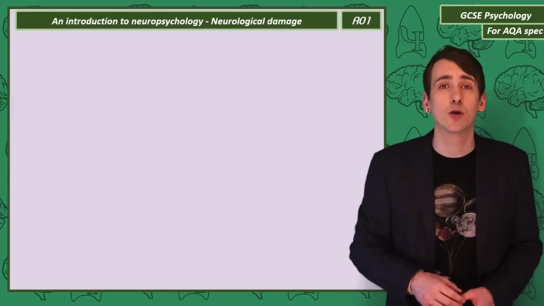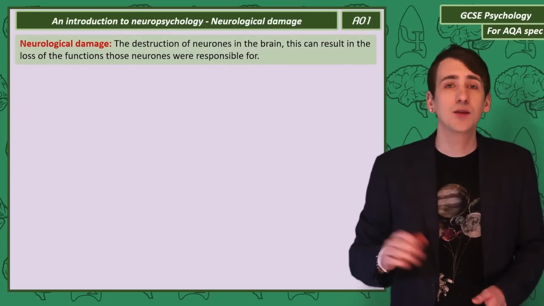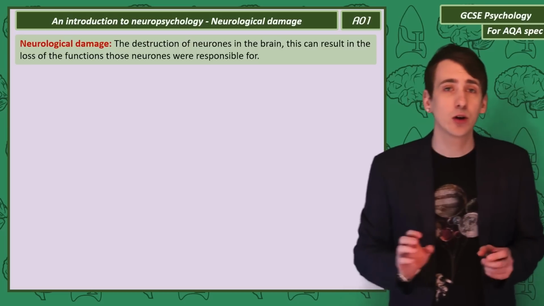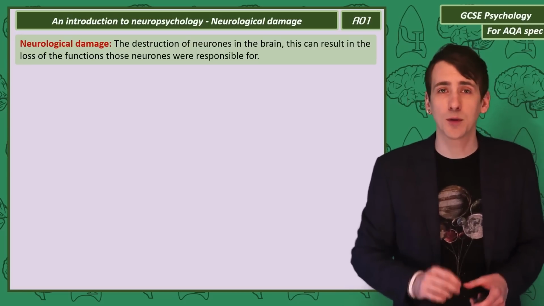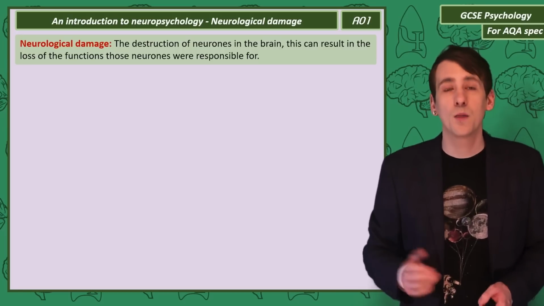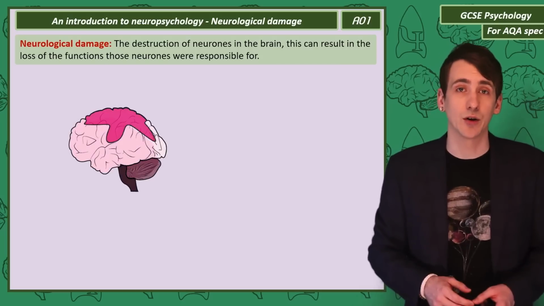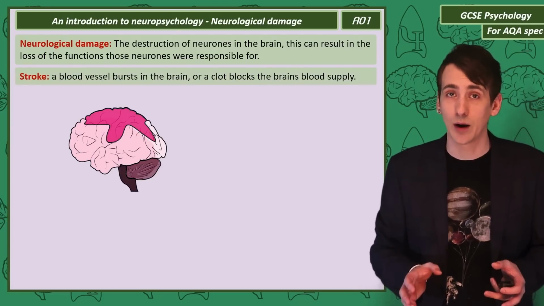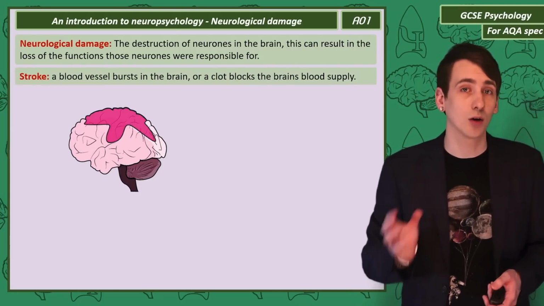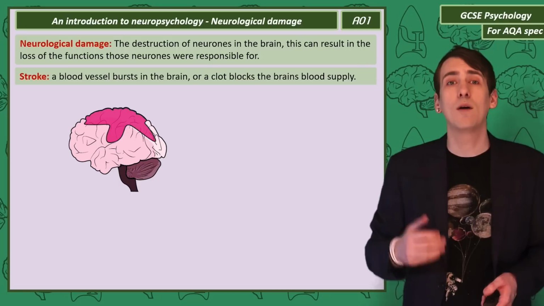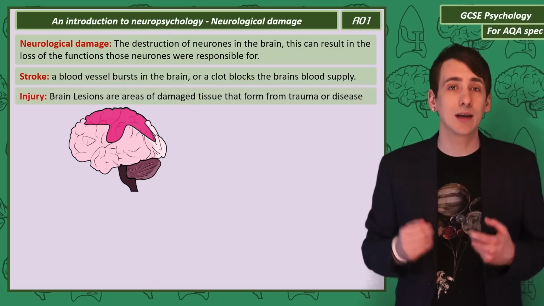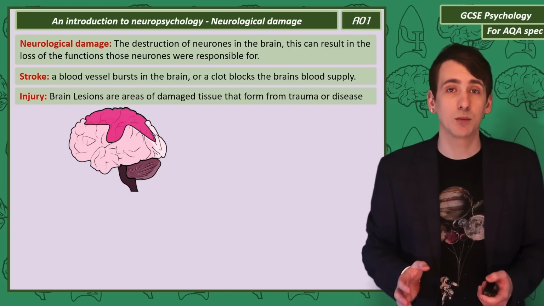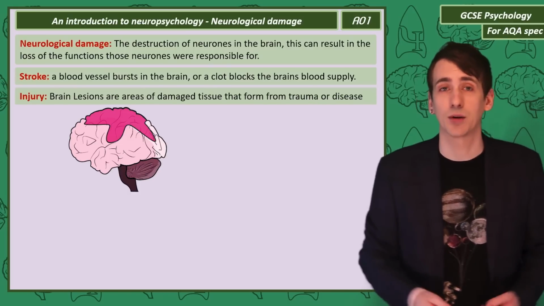Finally, let's talk about neurological damage. This is when your brain's neurons are in some way destroyed. If that happens, you can lose the function that those neurons were responsible for. There are many ways that neurons can be damaged or destroyed, but 2 ways are strokes, which can happen when a blood vessel bursts in the brain, releasing blood, or a clot blocks the blood supply to the brain, or physical damage. So a direct impact on the brain can cause scarring, a lesion. Physical damage can also be caused by the effects of a disease on the brain.